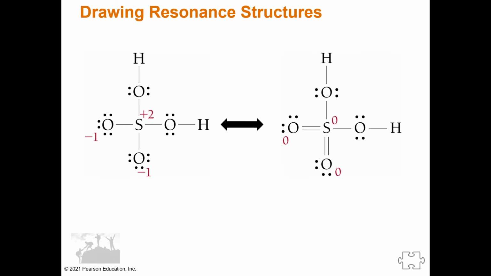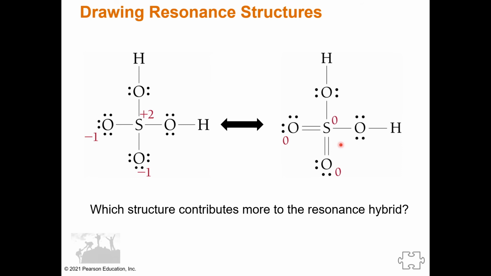Now here we have sulfuric acid, H2SO4. You could see that all the valence electrons have been used in drawing out these 2 Lewis structures. This one on the left-hand side, you could see that all the atoms that are not hydrogen have complete octets. But this one on the right-hand side, we could see that sulfur has an expanded octet because it's found in the 3rd row of the periodic table.